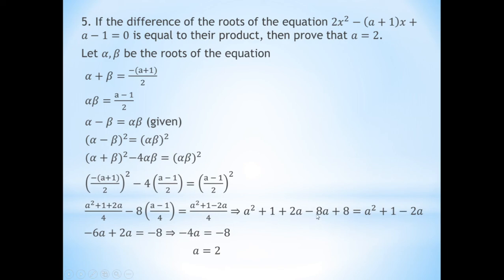Now see here, a square and a square are cancelled, 1 and 1 are also cancelled. Now 8a minus 8a plus 2a is what? Minus 6a, and there is a minus 2a on the right hand side. Bring it to the left hand side, it becomes plus 2a, and there is an 8 on the left hand side. Bring it to the right hand side, it becomes minus 8. So minus 6a plus 2a is equal to minus 4a, which is equal to minus 8. Cancel the negative. Bring the 4 to the denominator, a is equal to 2.